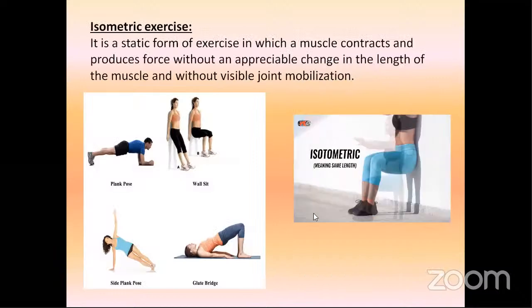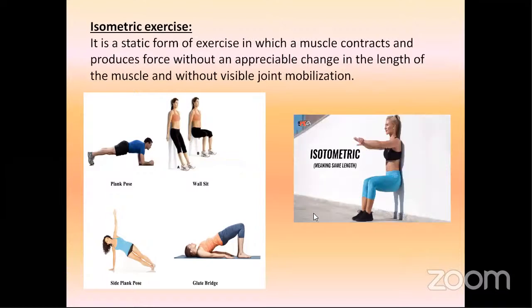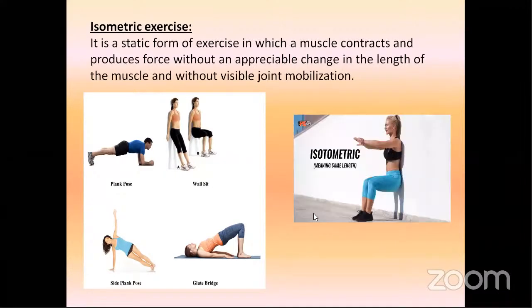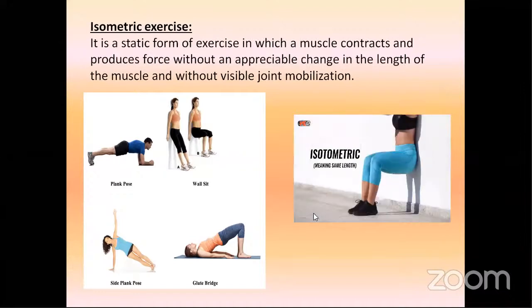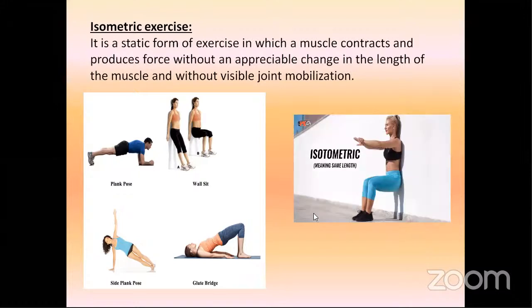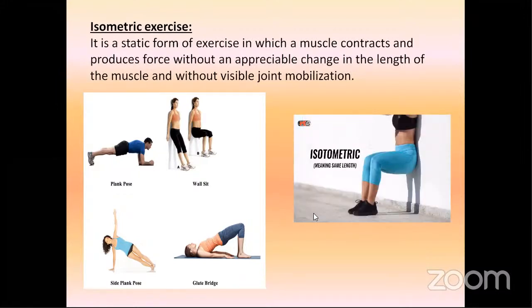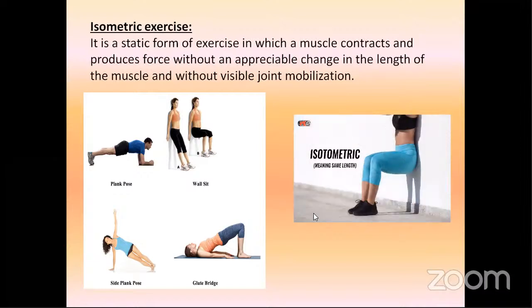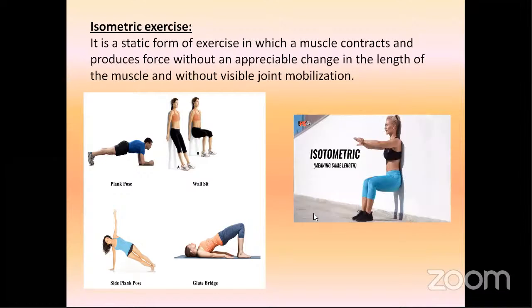Moving on to isometric exercise, it is a static form of exercise in which a muscle contracts and produces force without an appreciable change in the length of the muscle and without visible joint mobilization. As we see in the image, these are all types of isometric exercises. To give one example, take the wall sit, with the quadriceps muscle. The muscle does not produce any movement, that is, there is no change in the length of the muscle, but there is some tension produced in the muscle which keeps the position of the body intact.